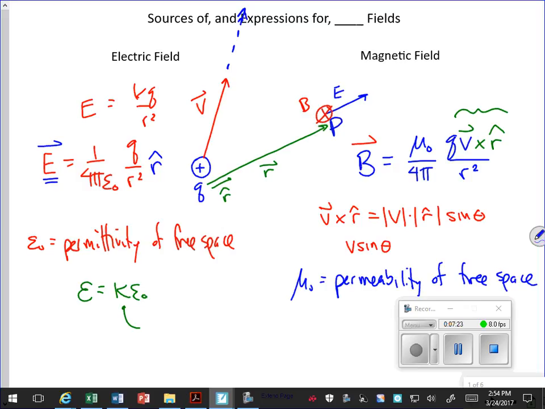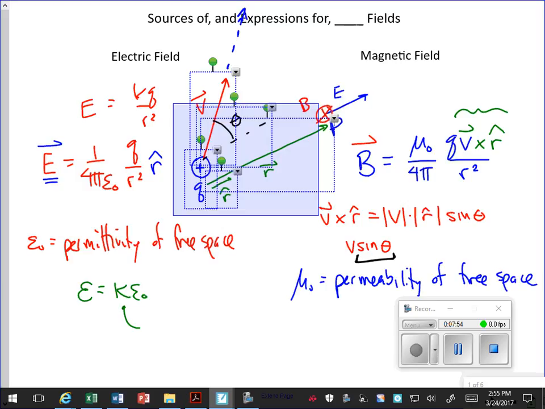So we look at this angle here. Here's the R hat direction. Here's an angle theta. And as long as that angle isn't 0 or 180, then there is a value of sine theta. What we're really saying is, as long as there's some component of V that's perpendicular to the R hat direction, then there is a magnetic field at that location. Okay?